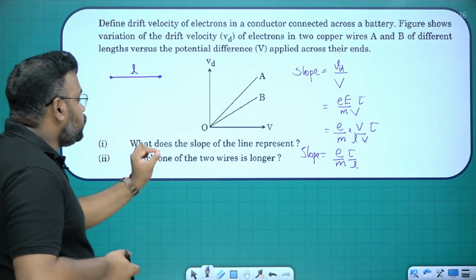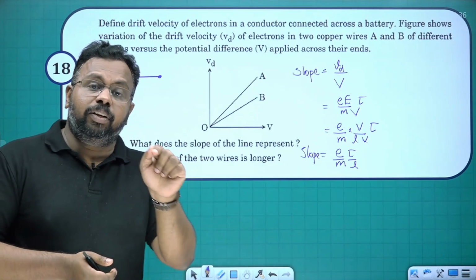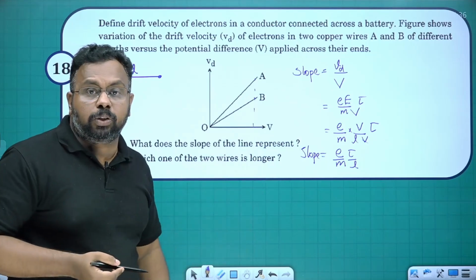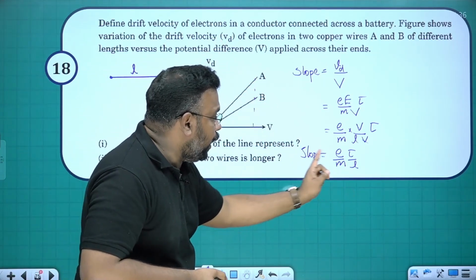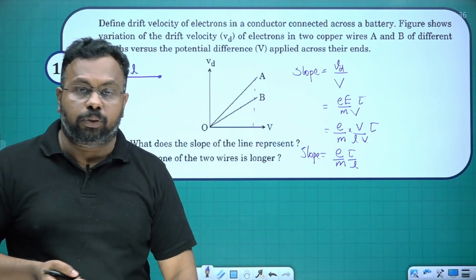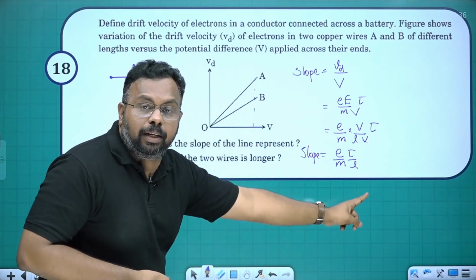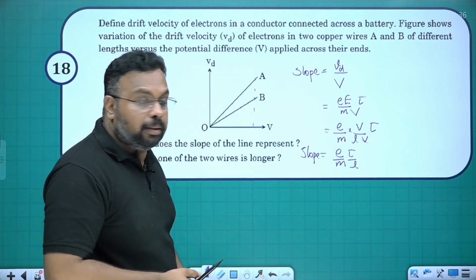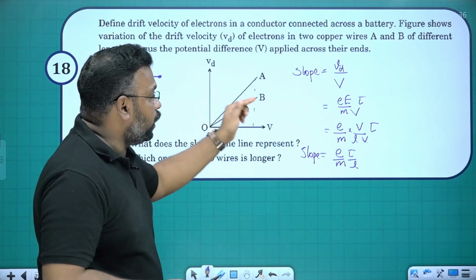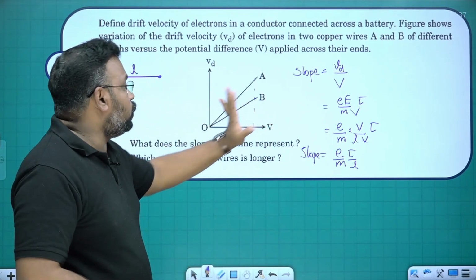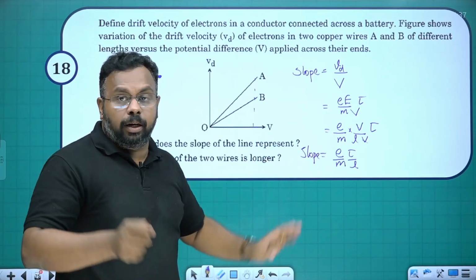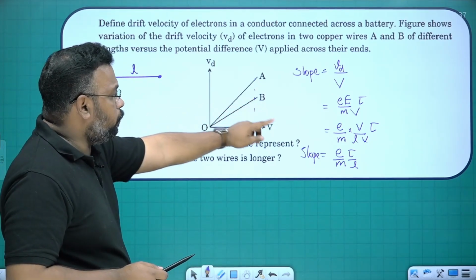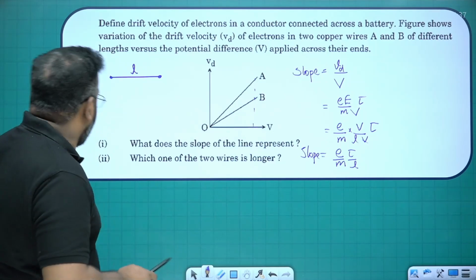Now what is the second question? Which one of the 2 wires is longer? Which is having more length? For the given potential, the wire with more slope is A. Now how are slope and L related? Slope and length are inversely proportional. What does it mean? More the slope, smaller the length. Here they are asking which of the wires is longer. Longer means slope has to be less. So the wire B will be longer. I hope that is clear. Understood? Yes. So B is longer because it has less slope compared to A.